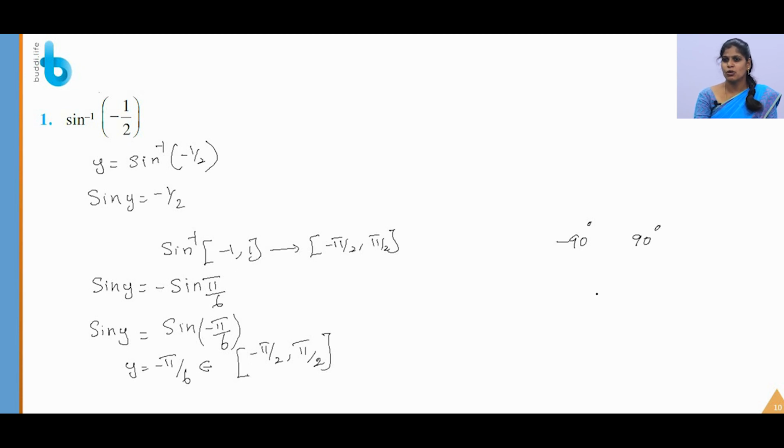Pi by 6. What is pi by 6? 180 by 6 is 30 degree. Minus 30. Minus 30 will definitely lie in this range. Therefore, y equal to minus pi by 6 is the principal branch value. Okay, so we have to find the principal value. Hence, we got y equal to minus pi by 6 belongs to minus pi by 2, pi by 2, is the principal value.